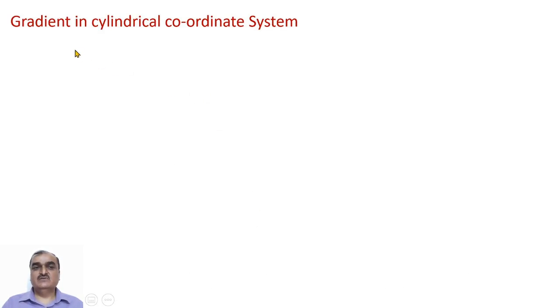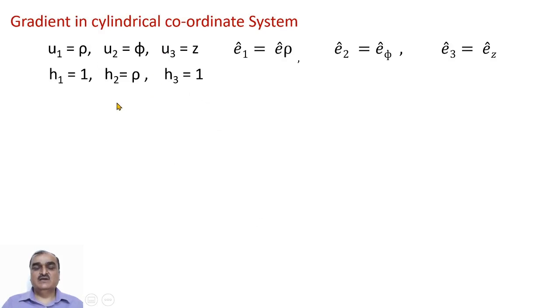Then let us derive the expression for gradient in the cylindrical coordinate system. In the cylindrical coordinate system, the coordinates are rho, phi, z. So u1 is equal to rho, u2 is equal to phi, and u3 is equal to z. And the three unit vectors are e rho cap, e phi cap, and ez cap. So e1 cap is equal to e rho cap, e2 cap is equal to e phi cap, and e3 cap is equal to z cap. And the three scale factors h1 is equal to 1, h2 is equal to rho, h3 is equal to 1.